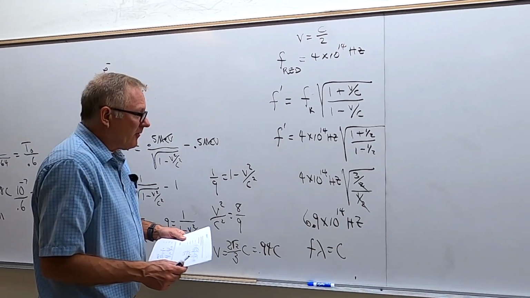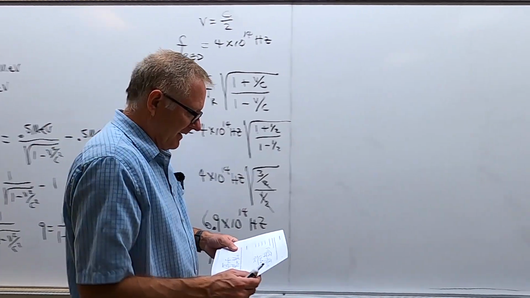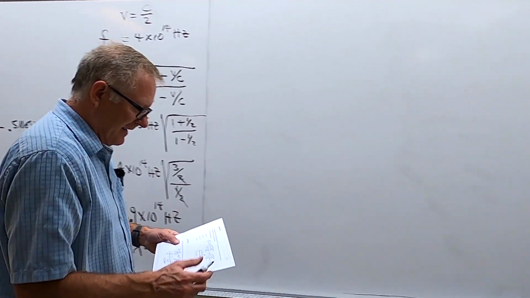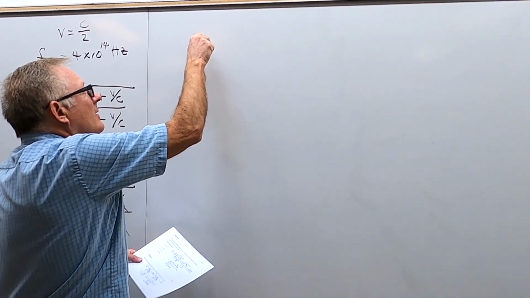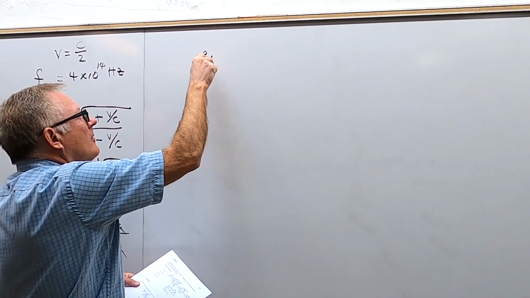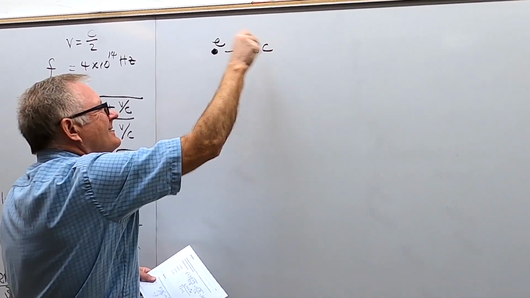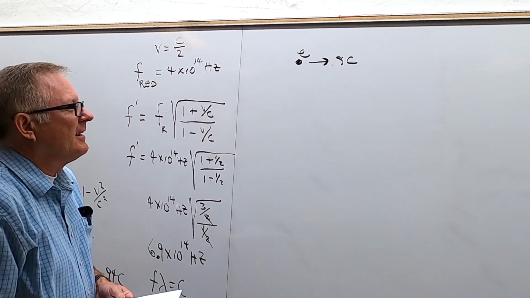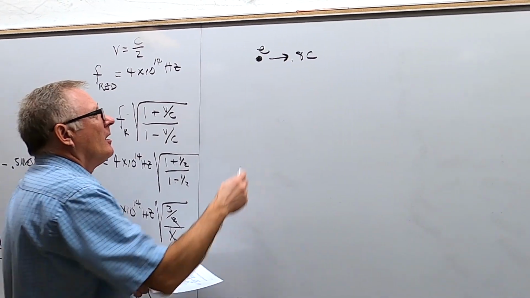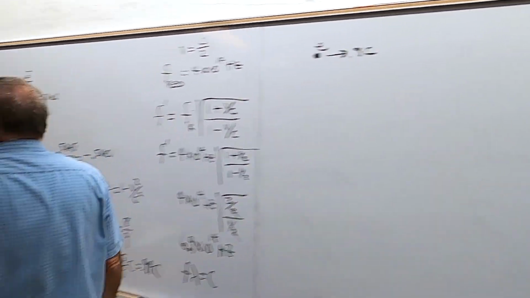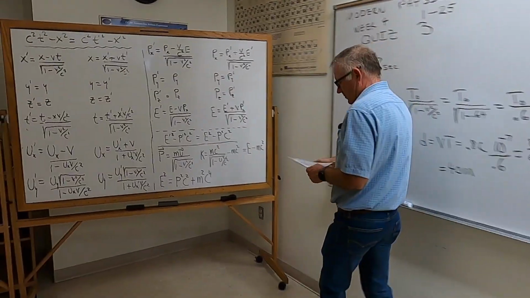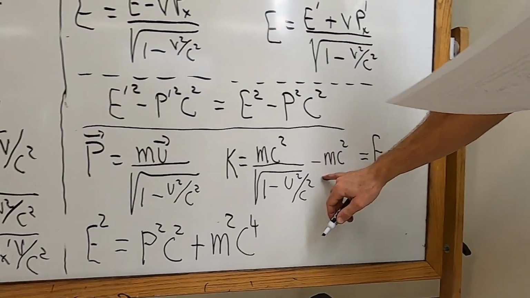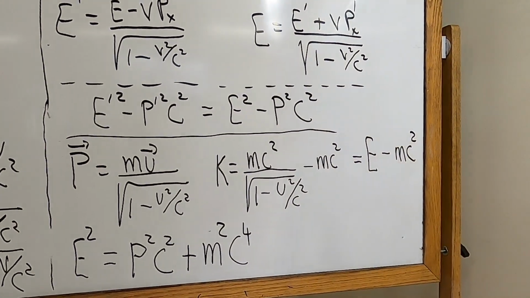Okay, number 4, it says, what is the kinetic energy in MeV of an electron moving at 0.8 c? Well, we have an electron moving at 0.8 c, and we want to find the kinetic energy. I guess we could have gone back and plugged it in. Did they give me the speed? Yes, they gave me the speed, so we'll just plug it into this right here.